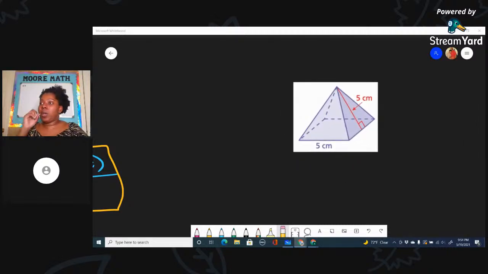Okay. So it's a square on the bottom. You need to find the area of the square, area of the triangle. And because it's a square, that means all the sides are equal on the bottom right here. So this, and this. All of these sides are 5. Okay. So I want you to find the surface area of this square pyramid.